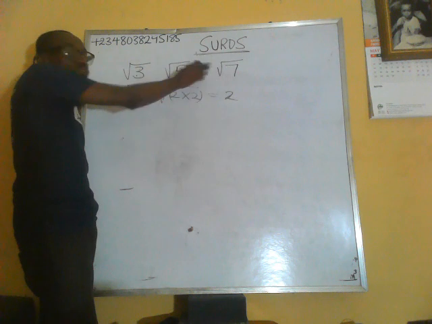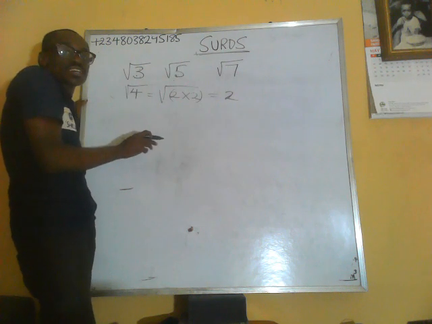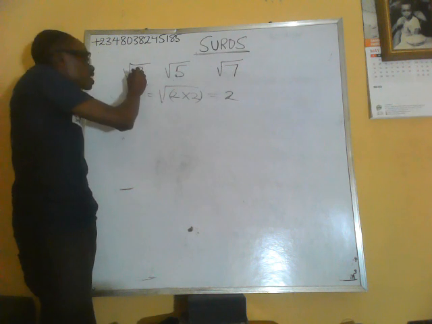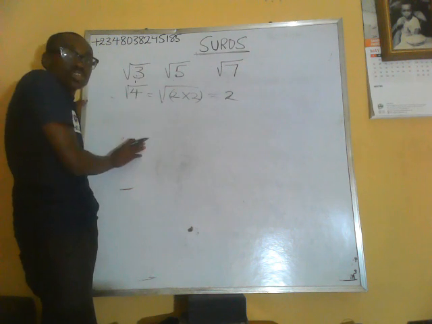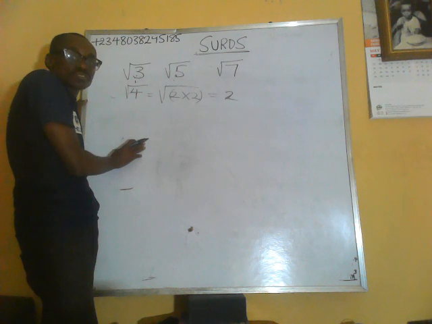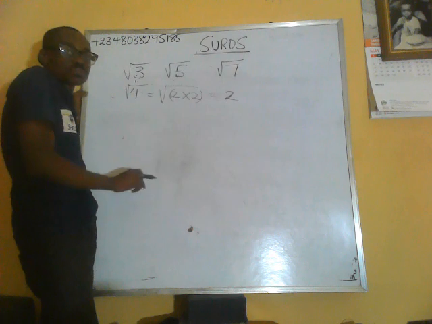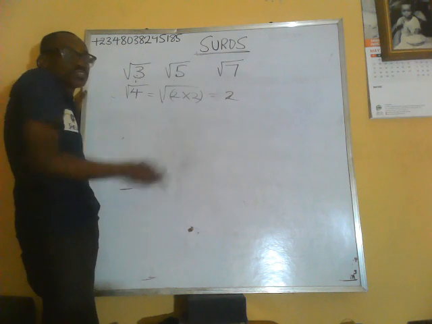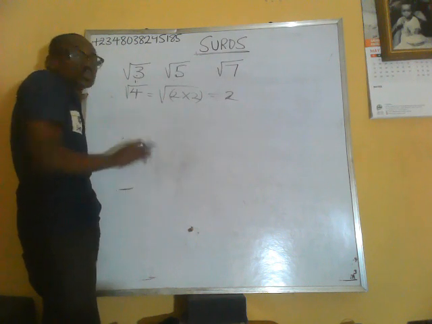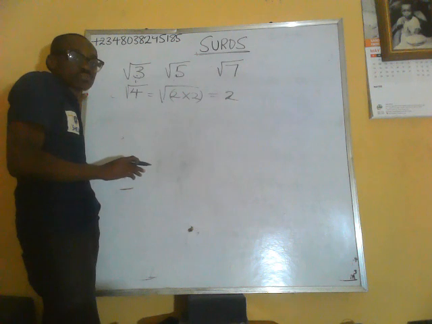So these are examples of surds. They are irrational numbers. If you find the square root of 3, it's not going to terminate. It will never terminate. You will keep on having 1 point something. The same with 5, the same with 7. So we're going to look at the rules of surds.